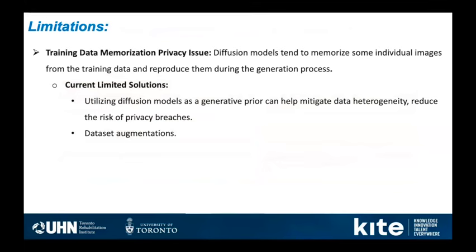So there are a few limitations with diffusion models. There is a privacy concern whether the diffusion models can retain the information of the original images. So these are the gray areas that are being explored and need to be addressed in more detail.